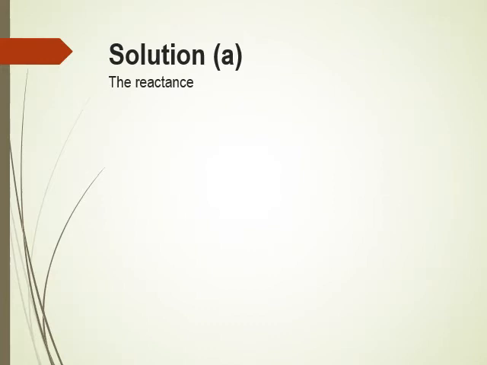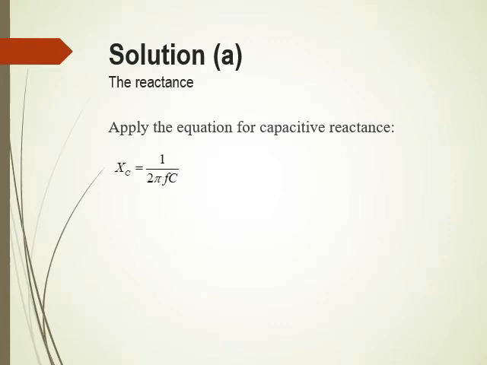Question A. Calculate the reactance. Now, since this is a pure C circuit, obviously it's looking for capacitive reactance. So apply the equation for capacitive reactance. Xc equals 1 over 2 pi Fc. Substitute the values into the equation and you will obtain Xc equals 34.6 ohm.